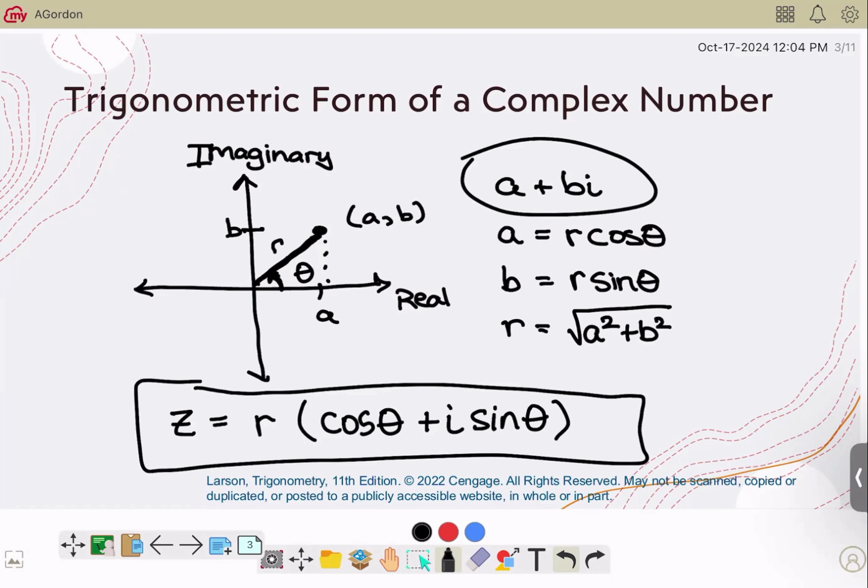If you look at my definitions here, hopefully you can see that tangent, sine divided by cosine, is equivalent to B over A. To write the trigonometric form of a complex number, we need to find R and we need to find theta, and then we would just put it in this form in the box down here. So let's give that a try.